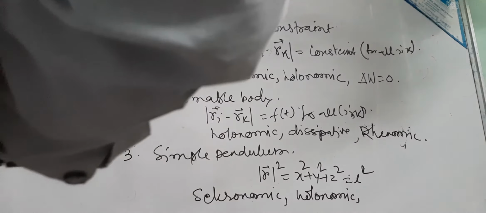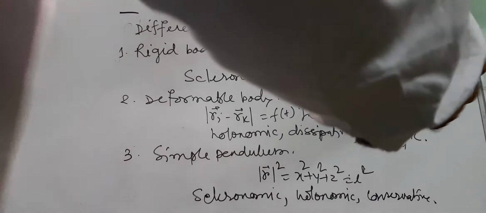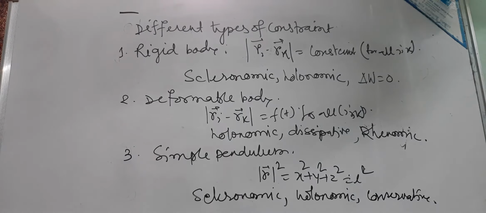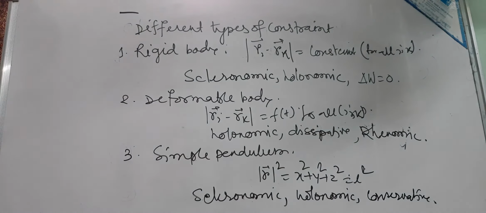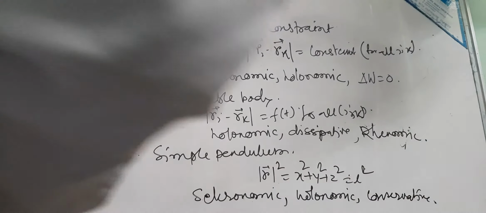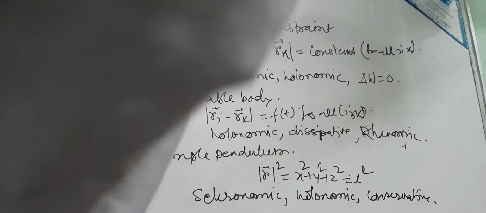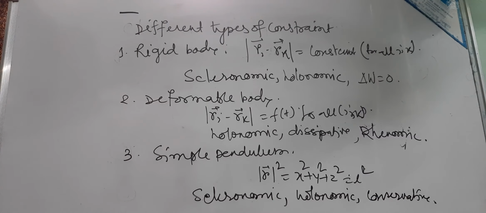And second, it is conservative, because total mechanical energy is conserved during its motion, whether it is kinetic energy or potential energy, at every instant of time, at any point. If we find this total mechanical energy, it is conserved, so it is conservative. So it is scleronomic, holonomic, and conservative in the case of the simple pendulum.